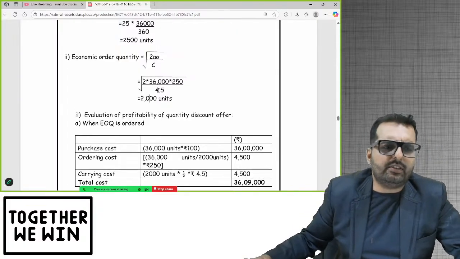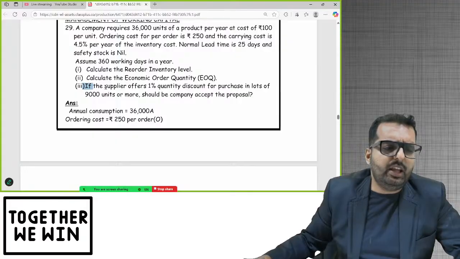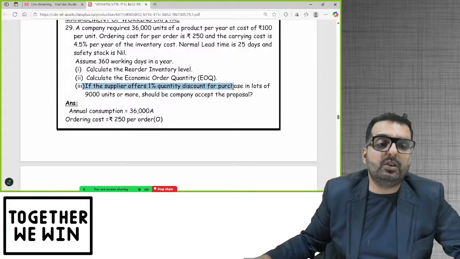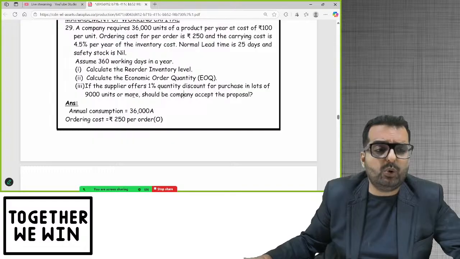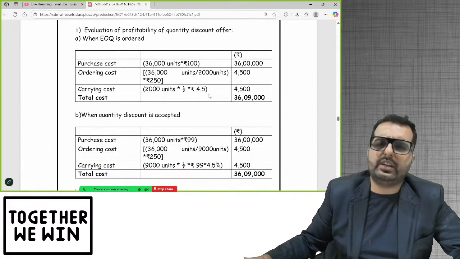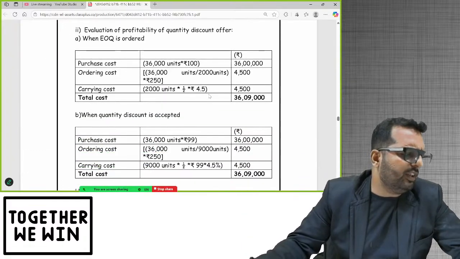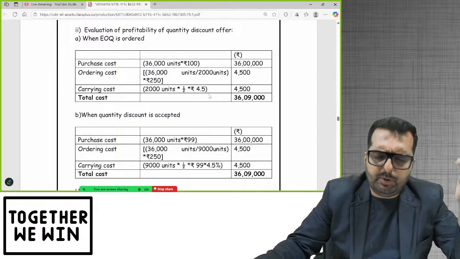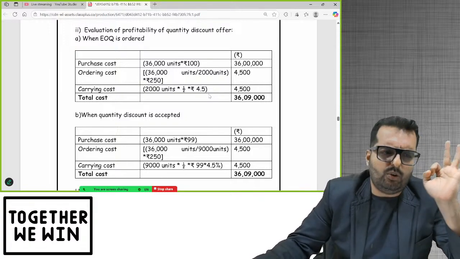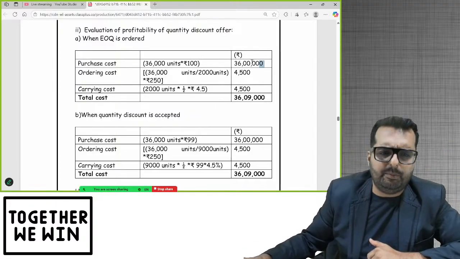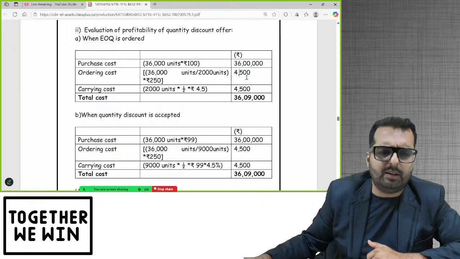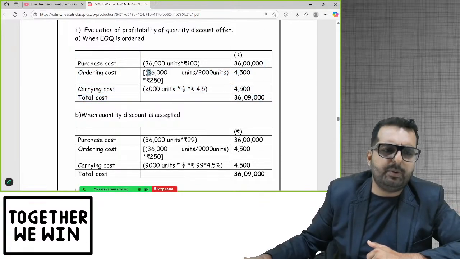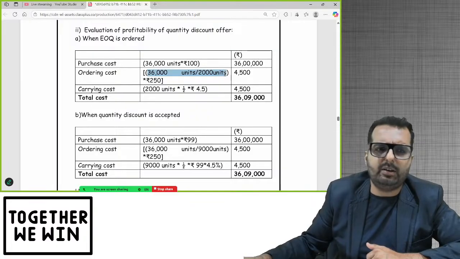All right. Now they are asking you in the last part of the question, if the supplier is offering you 1% quantity discount, should I go for EOQ or 9000 units? So you have three types of cost over here, friends. First one is called purchase cost, ordering cost and carrying cost. So purchase cost will remain the same. In case of EOQ, your ordering cost and carrying cost will remain the same. It will become 4500 each. That's because the number of orders will be 36,000 divided by 2000.